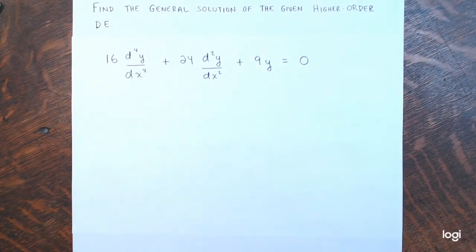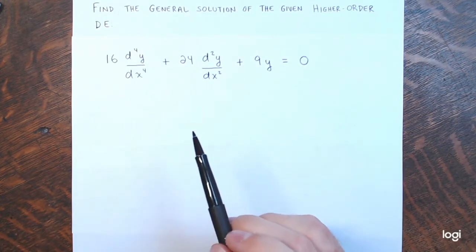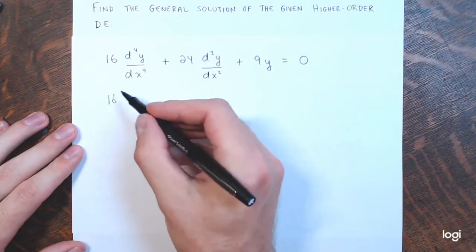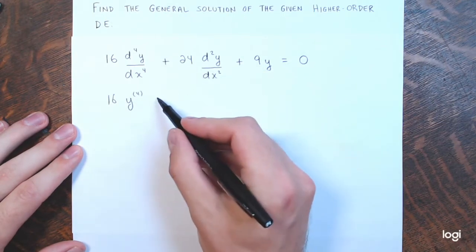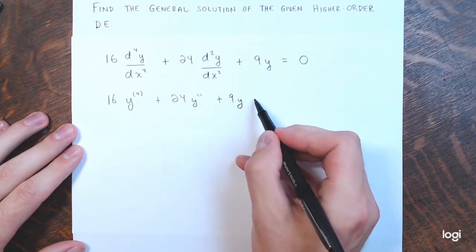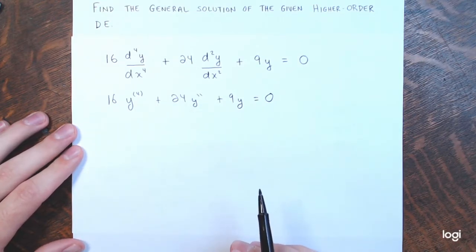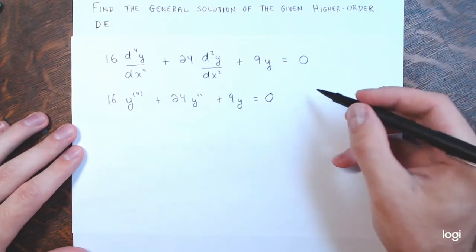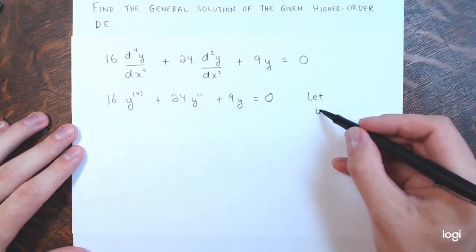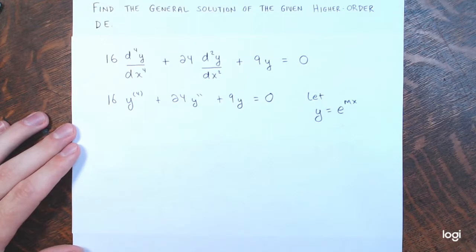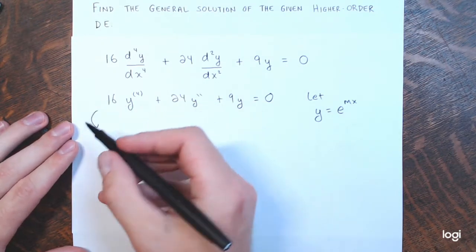So find the general solution again of this. Now this is a fourth order, right? You see the fourth derivative of y with respect to x. And I could also think of this as 16 times the fourth derivative of y plus 24 times the second derivative of y with respect to x plus 9y equals 0. It's a fourth order linear homogeneous equation with constant coefficients because of the 0 on the other side. And if that's the case, again, we start off with this substitution. Let y equal e to the mx power and find these values of m. And we get our auxiliary equation.